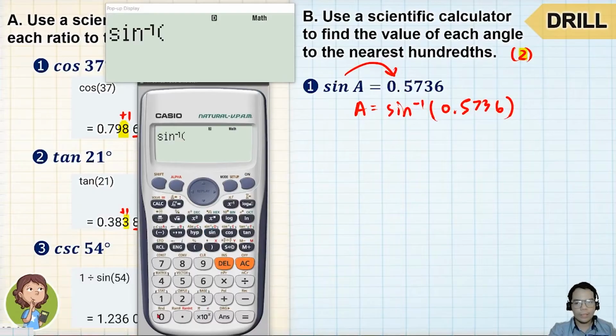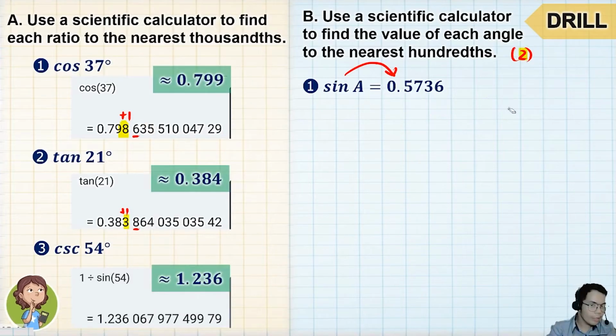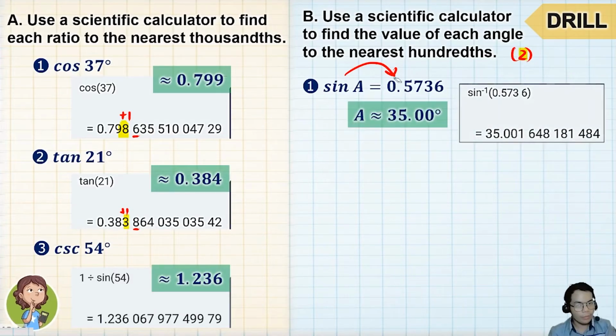Anyway, if you press shift sine, then press 0.5736, that's how you will be getting 35.00. Since two decimal places tayo, pwedeng 0.00 or just 35. They're just the same. So, anyway, the correct answer here, very good, Liz Angela, it's around 35 degrees. Gets po? Ayan, so let's proceed with number 2.